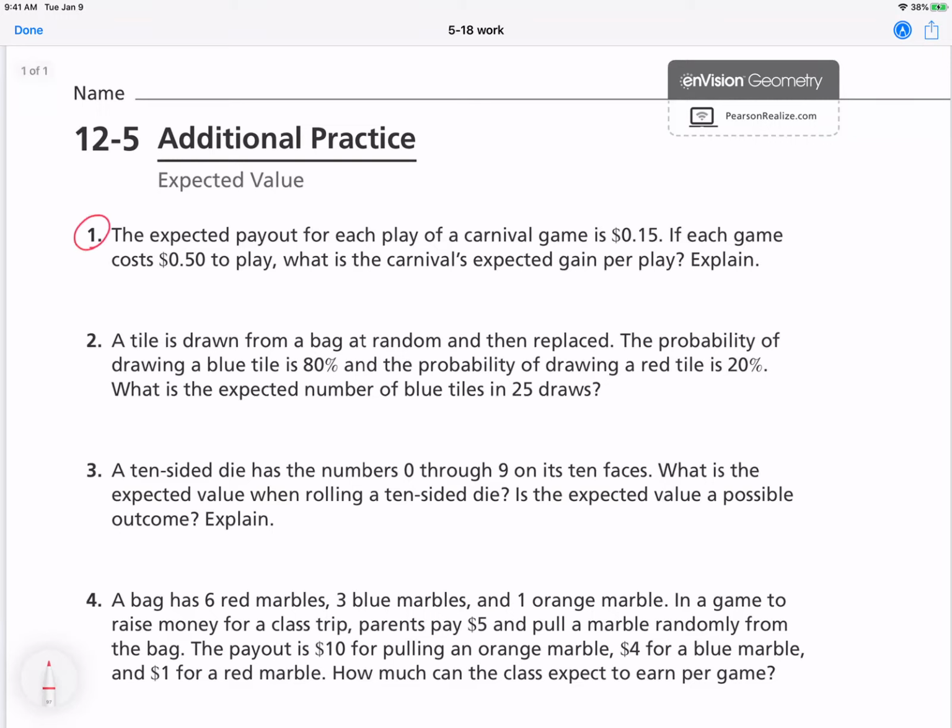Number 1 says the expected payout for each play of a Carnival game is 0.15. If each game costs 0.50 to play, what is the Carnival's expected gain per play? So for this one, the payout is 0.15. If each costs 0.5, that means you lose the money, so you want to think of this as a negative number. What is the Carnival's expected gain per play? Well, if this is the amount that you can gain, but it costs you 50 cents to play it, then you just simply have to add those up.